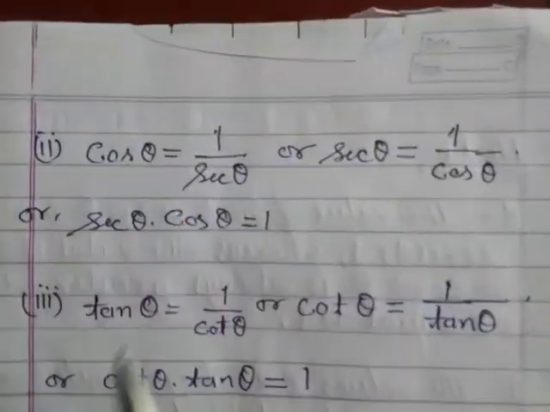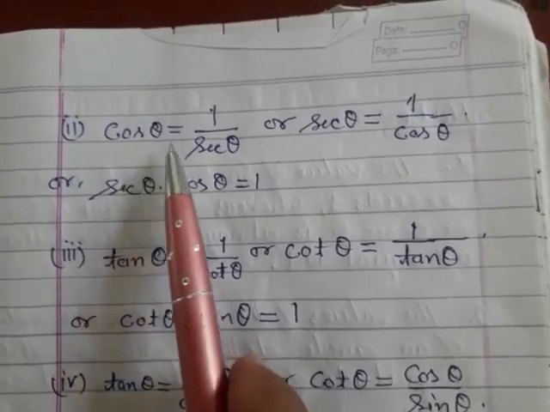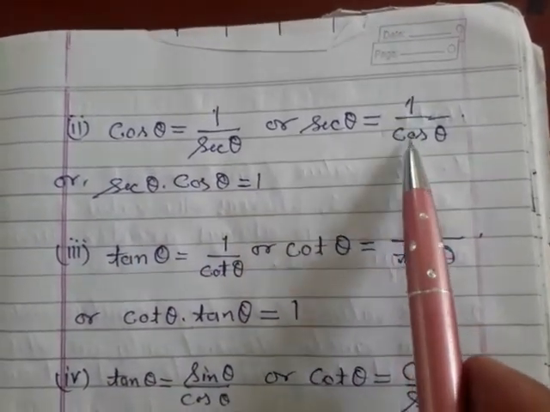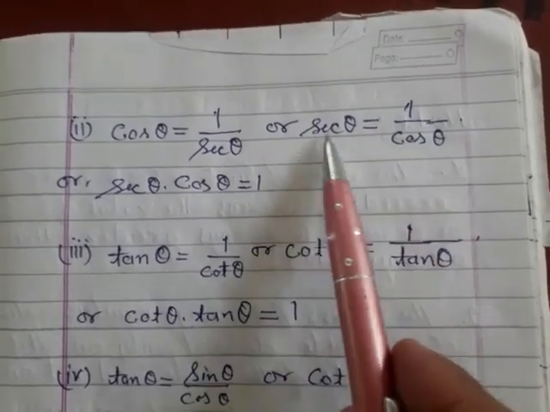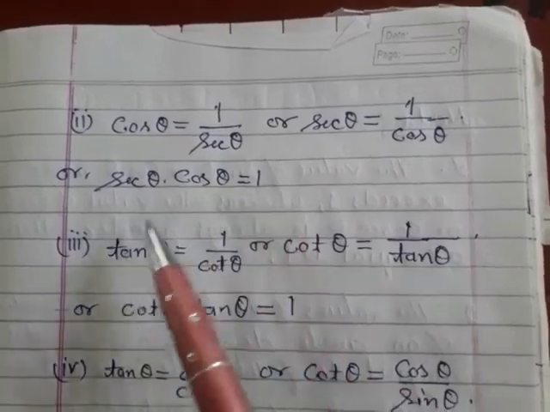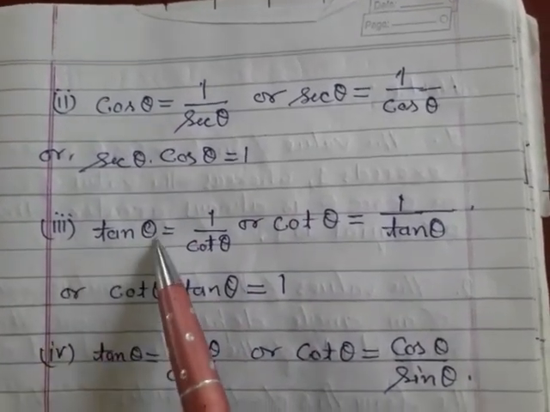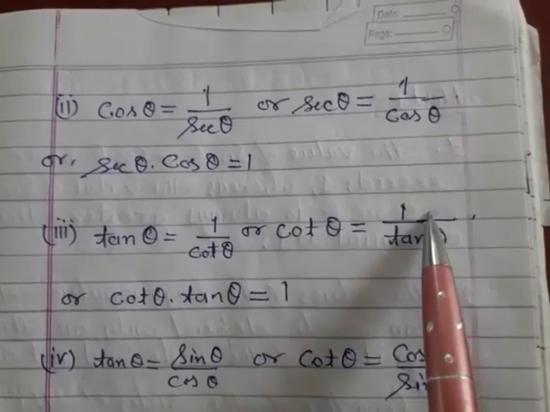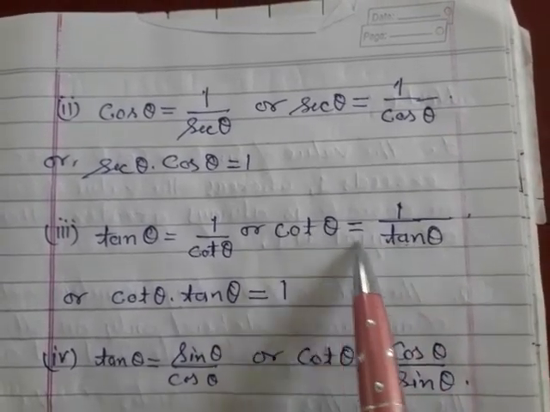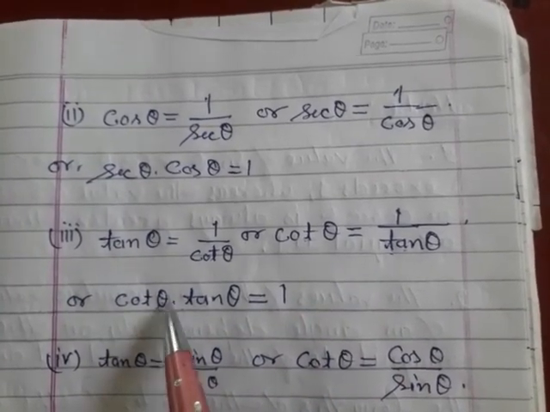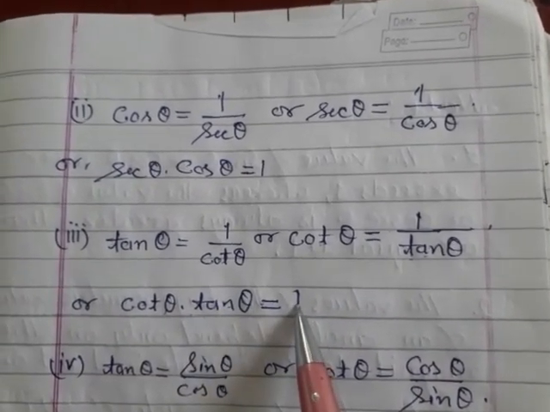Similarly, cos theta is equal to 1 upon sec theta, or sec theta is equal to 1 upon cos theta. Cross multiplication, cos theta into sec theta is equal to 1. Similarly, tan theta is equal to 1 upon cot theta, or cot theta is equal to 1 upon tan theta. Also cot theta into tan theta is equal to 1.